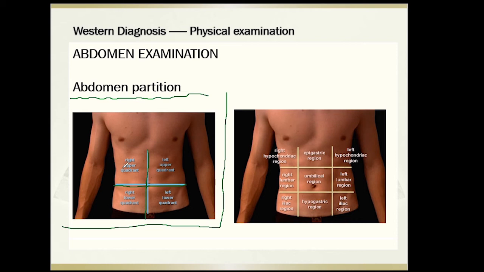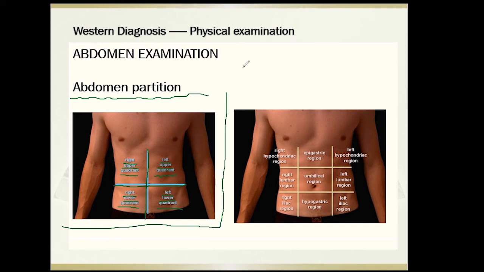Left side and right side. Left side upper, left side lower. Because we separate 4 parts here, we say quadrant here. And the same thing, right side upper quadrant and right side lower quadrant. So that means if we find something in some area, we can record where we found it.